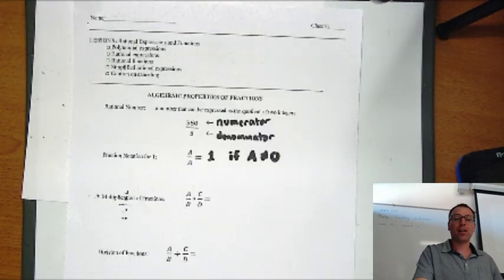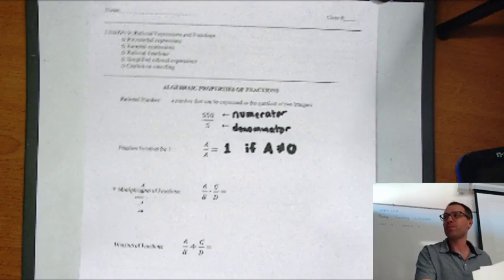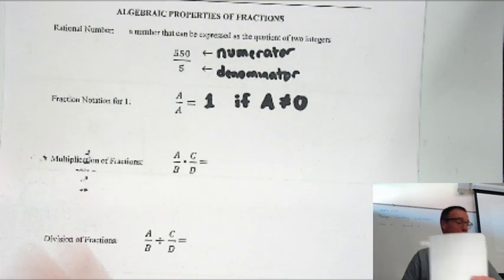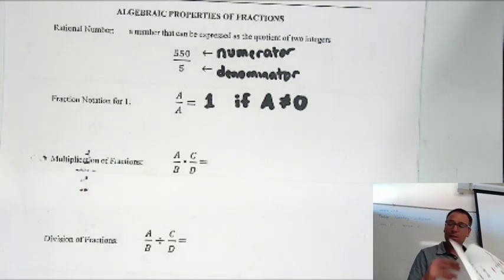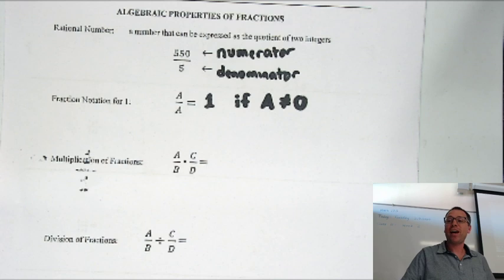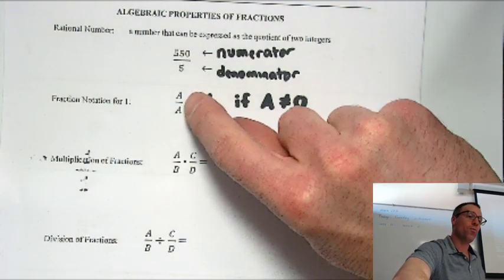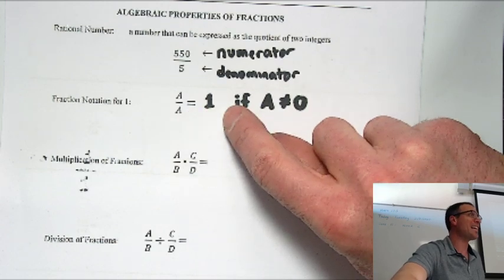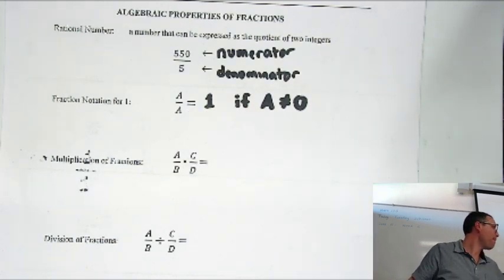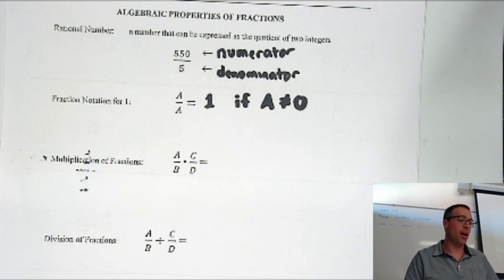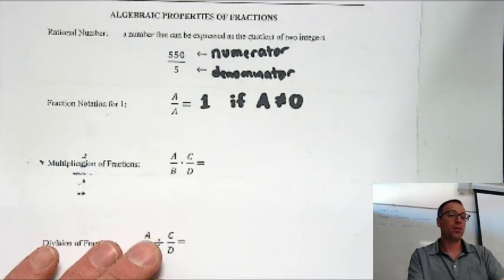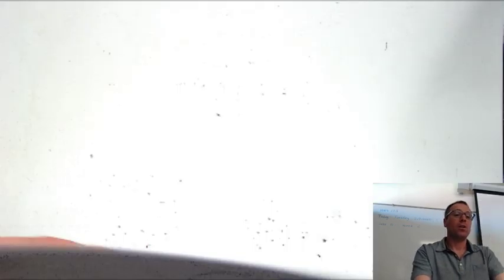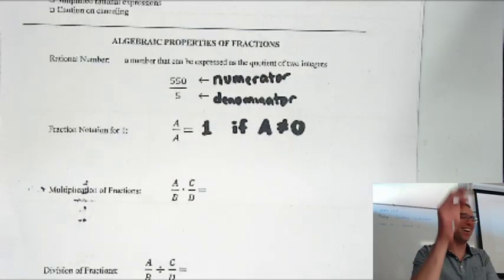What did we just learn about here? This whole thing is about fractions. Anytime we have a fraction where the numerator is equal to the denominator, that fraction's value is 1, except when the denominator is 0. And what happens when the denominator of a fraction is equal to 0? It's undefined. Can't do it.